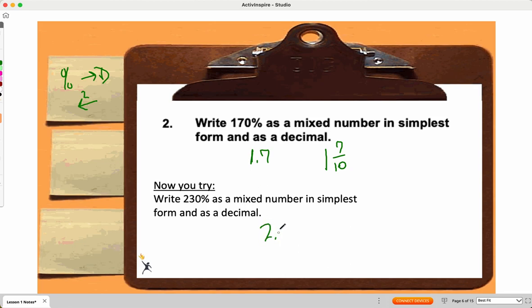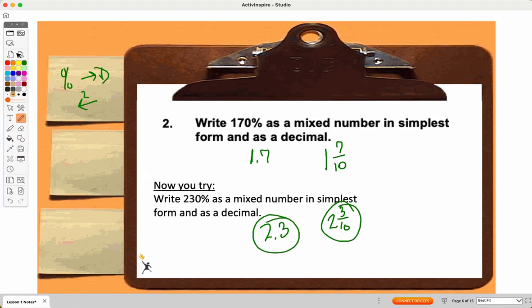All right, so it's 2 3/10. And again, it's simply 2 3/10. I can't simplify these any further. Now, sometimes I can, and you'll see that as we work our way through it.